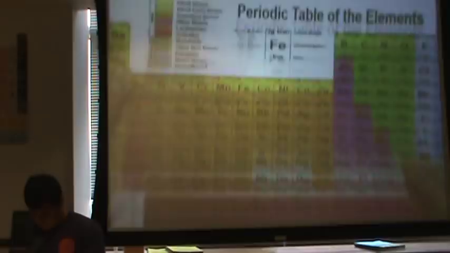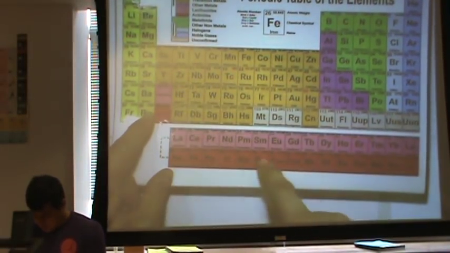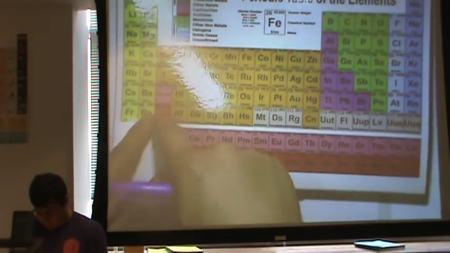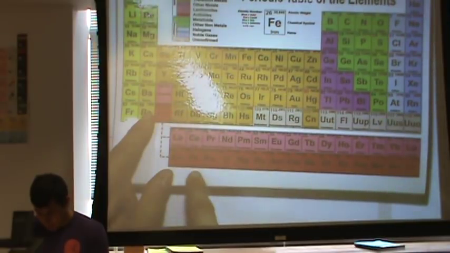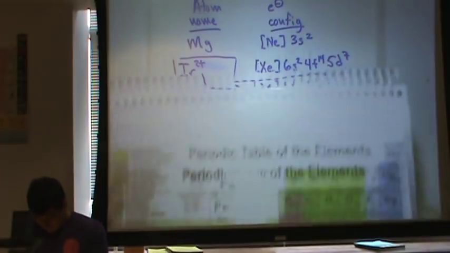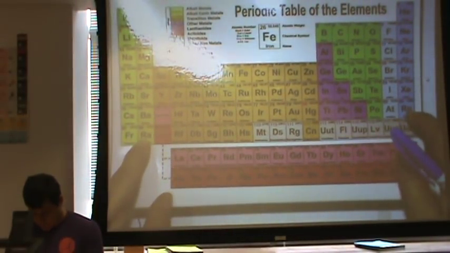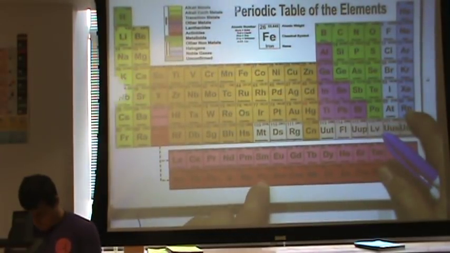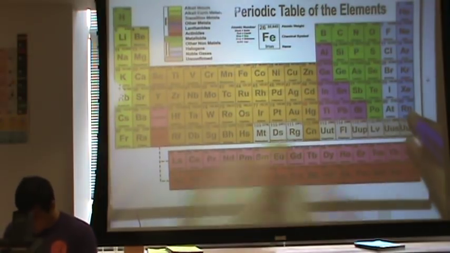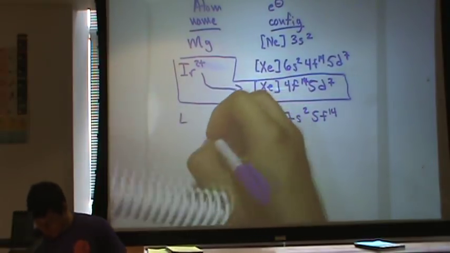7s2, 5f14. So we're going to go down to 7s2, so 1, 2, and then we're going to go down this line 14 times, not including actinium, because actinium is part of this D block. So we're going to start at 4N. So we would have radon, 1, 2 for the 7s2, then 1, 2, 3, 4, 5, 6, 7, 8, 9, 10, 11, 12, 13, 14. So we have Lawrencium for this, Lr.